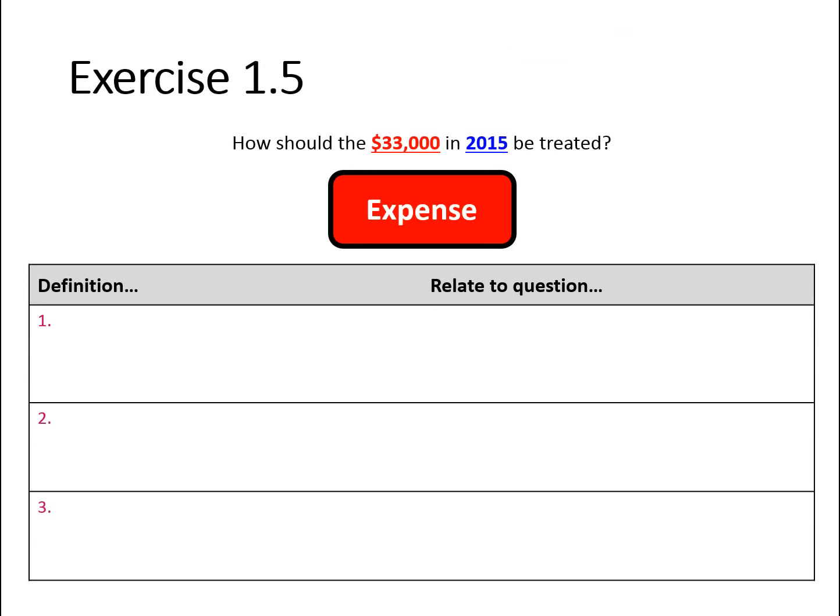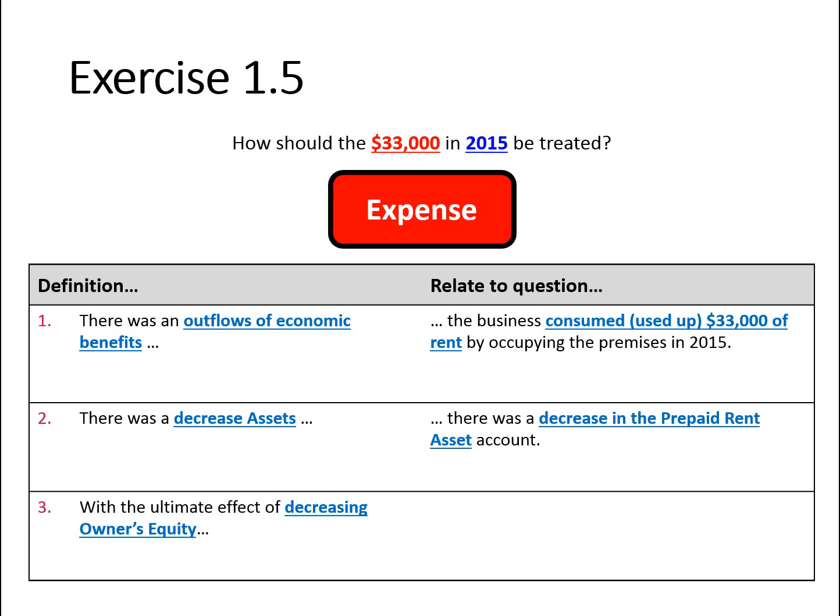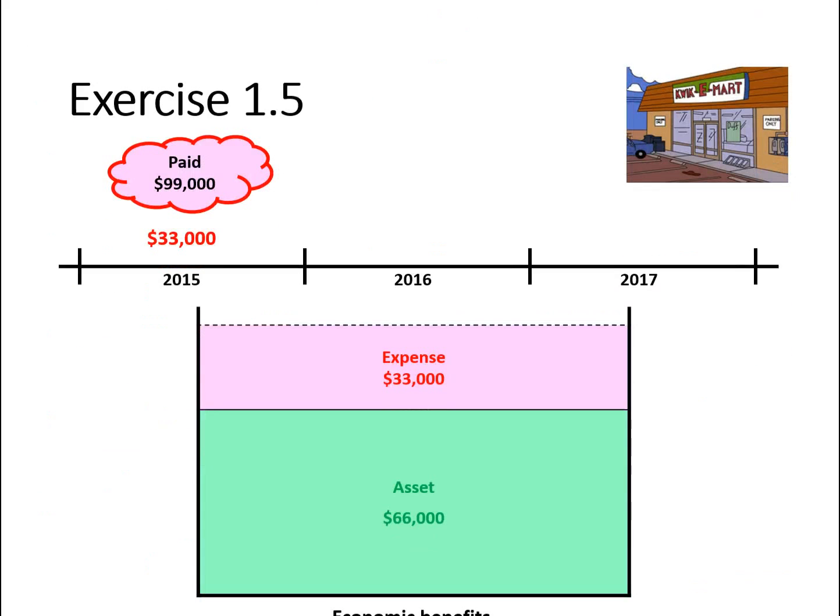So in writing our answer, we'll say the $33,000 in 2015 is an expense because there was an outflow of economic benefits. We consumed or rented the property for $33,000 for 2015. There was a decrease in assets, in this case the asset was prepaid rent. And lastly, it had the ultimate effect of decreasing owner's equity.